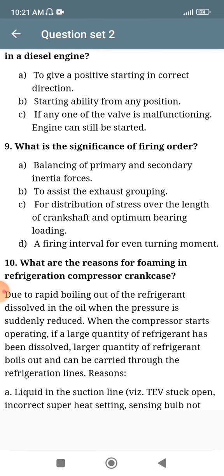Significance of firing order. These are also important questions. It gives balance of primary and secondary inertia forces, assists exhaust grouping, provides distribution of stress over the length of the crankshaft and optimum bearing load, and gives firing interval for even turning moment.